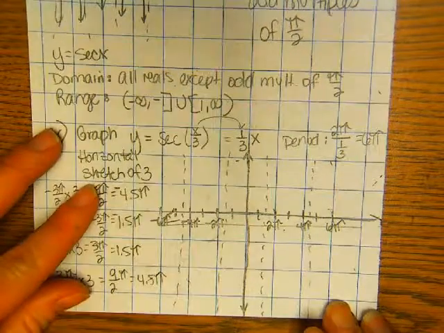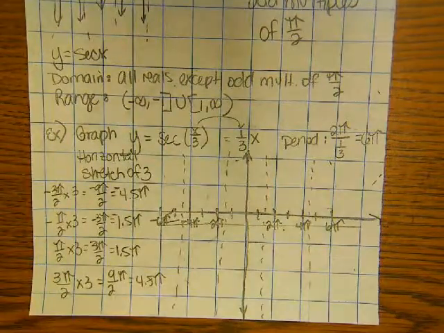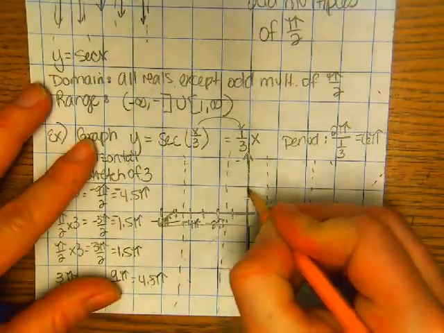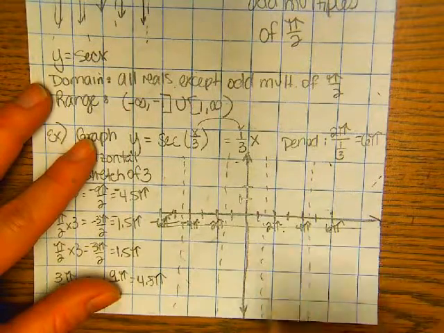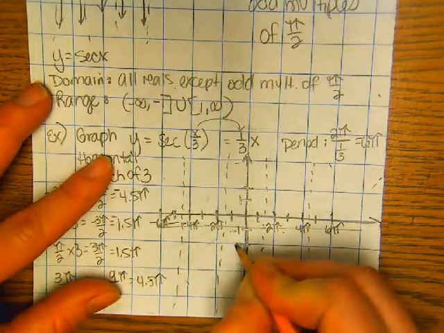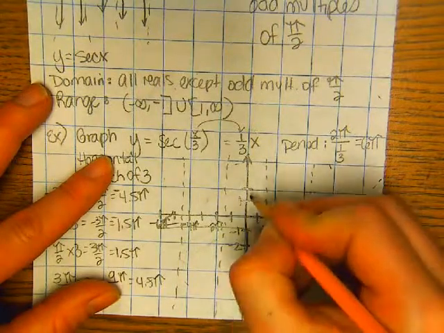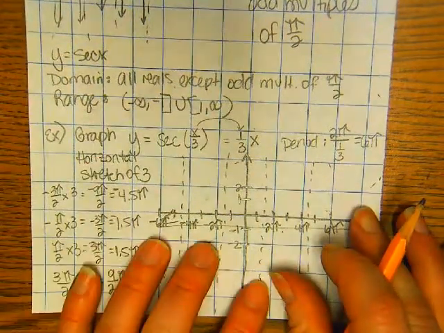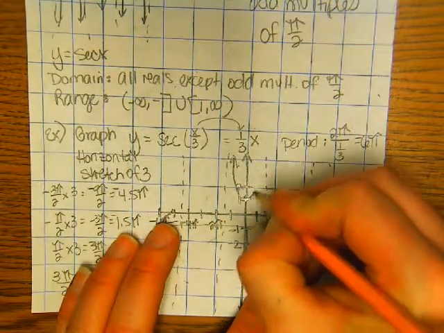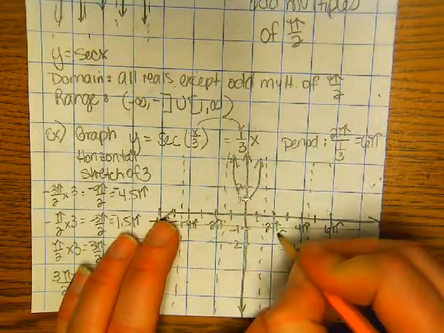Do the maximums and minimums change at all? No, there's no vertical stretch, so I'm still going to have my minimums at 1 and my maximums at negative 1. And so secant is in the middle, meaning that it is even, and the U's alternate.